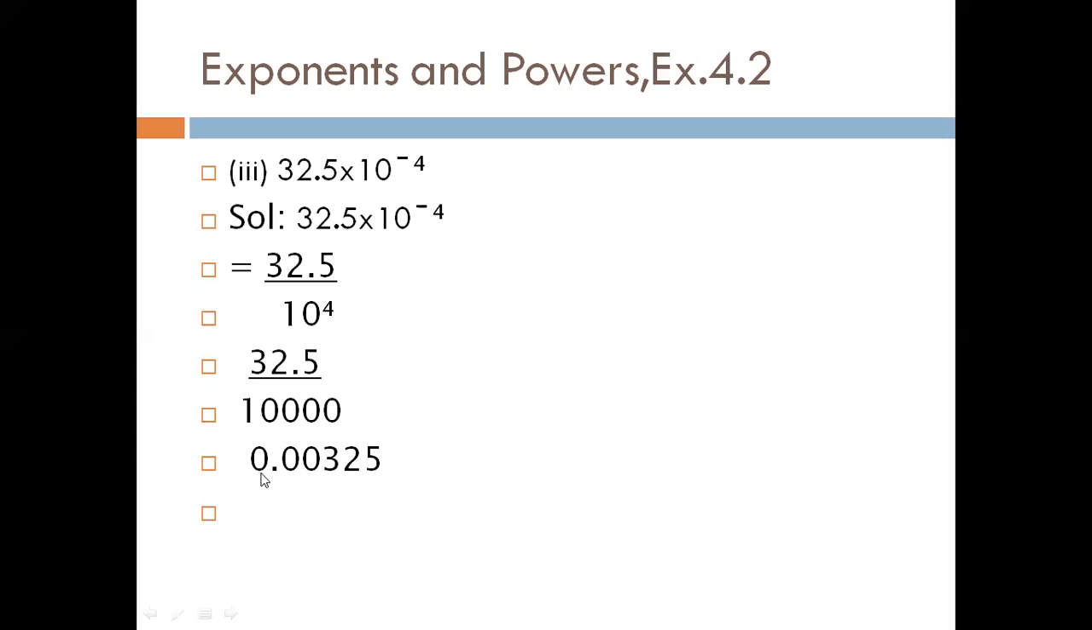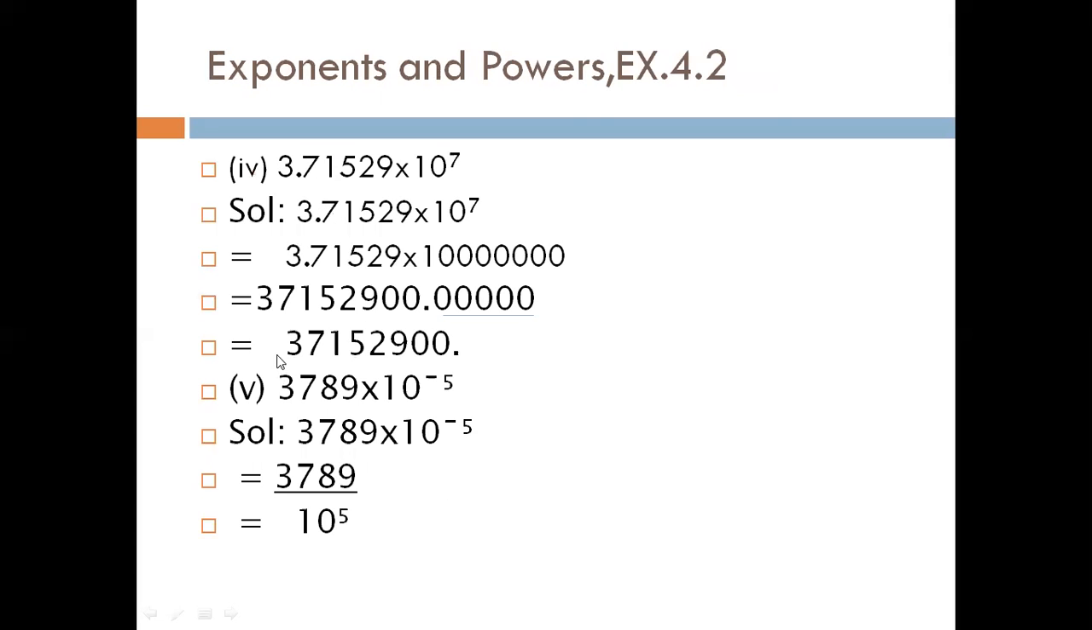So 0.0032, already one decimal, the decimal is shifted here. Again, no need to keep the decimal over here. So the answer is 0.00325. Next, fourth one, 3.71529 into 10 to the power of 7. So write first 3.71529. 10 power 7 means 1 followed by 7 zeros.